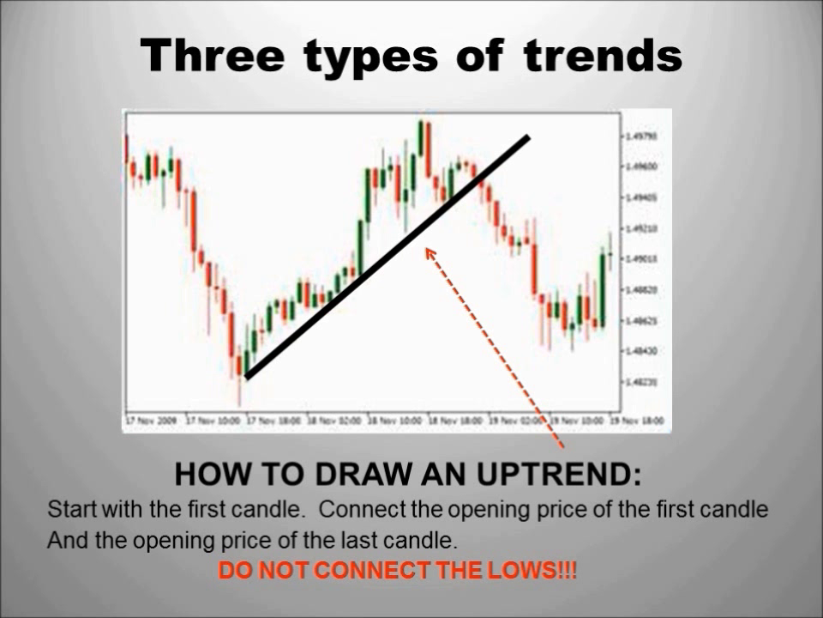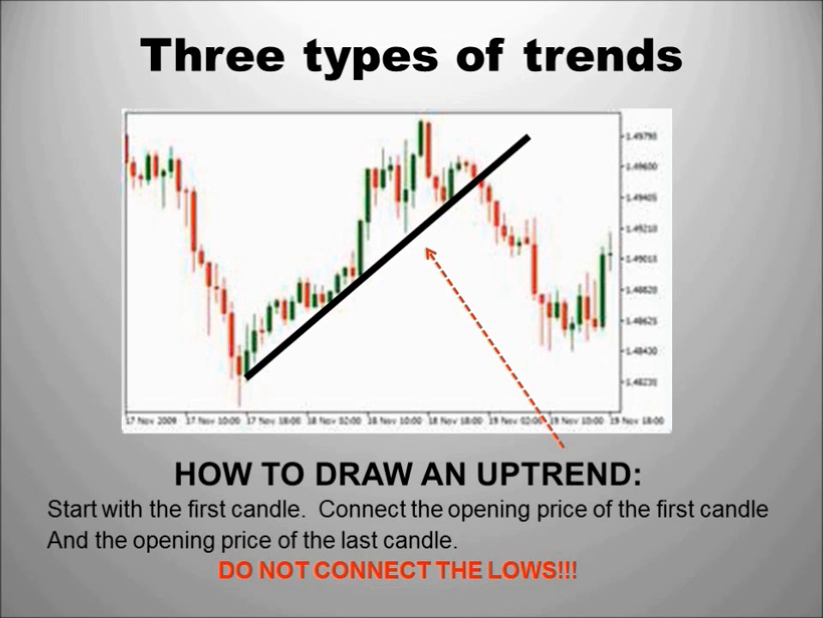So, let's examine these three types of trends in this chart here. So, we have our uptrend. How do we make an uptrend? Well, first, you start with the first candle that began the bull market, and you examine the last candle in that uptrend. And then you connect the opening volume. Do not connect the lows. Many traders make this mistake by connecting the lows of the candles. Don't connect the lows. Connect the opening prices only. Start with the first candle and connect the last candle.